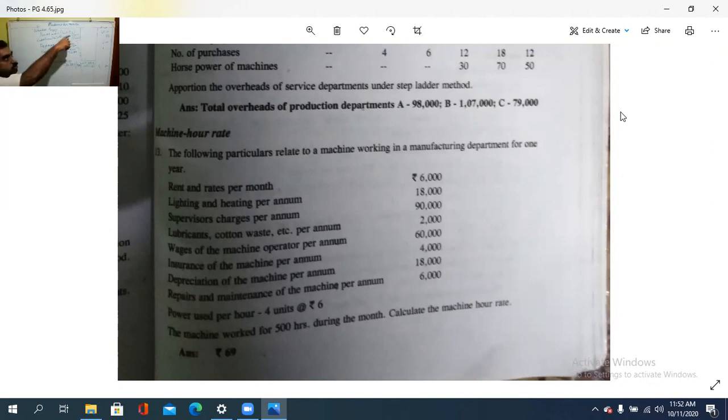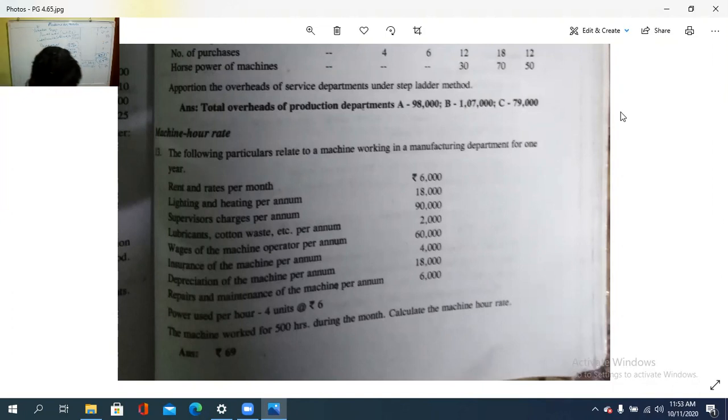the month. So 2,000 divided by 6,000, that is 0.33. And then depreciation also is in the annum, yearly, so we need to change it. So 12 into 500, 6,000. 18,000 divided by 6,000, that is 3. Then repairs and maintenance of the machine, 6,000 is the yearly rate per annum. Then 12 into 500, that is 1. And finally, the total machine hour rate is equal to 41 plus 24 plus 3.33 plus 1. So 41 plus 24, 65, 65 plus 4.33, 69.33, approximated to 69, is the machine hour rate.